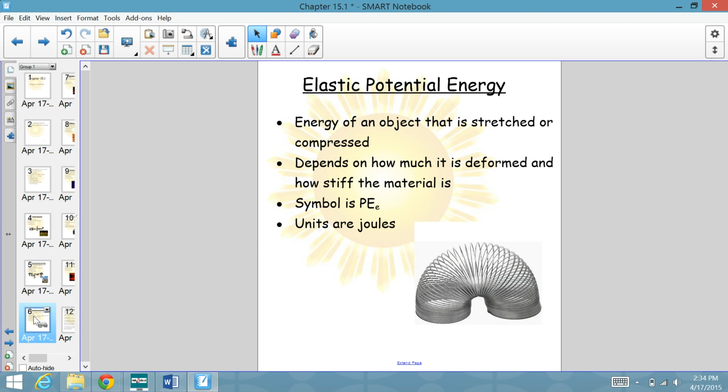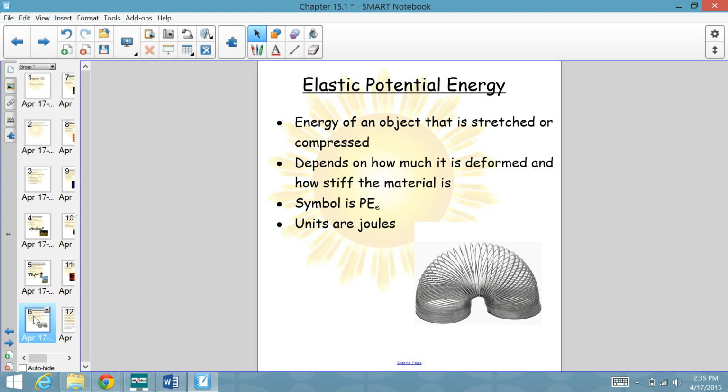Another common type of potential energy is elastic potential energy. So elastic potential energy is energy of an object that is either stretched or compressed, like a spring. And it depends on how much it's deformed and how stiff the material is. So if you stretch a spring a little bit, it's not going to have a lot of elastic potential energy. But if you stretch it a lot and deform it more, it will have more potential energy. And the stiffer the spring is, meaning the harder it is to deform, the more elastic potential energy it will have once it actually is deformed.